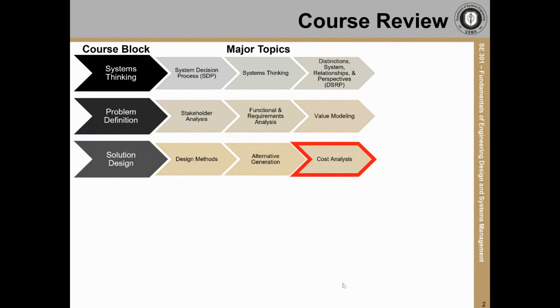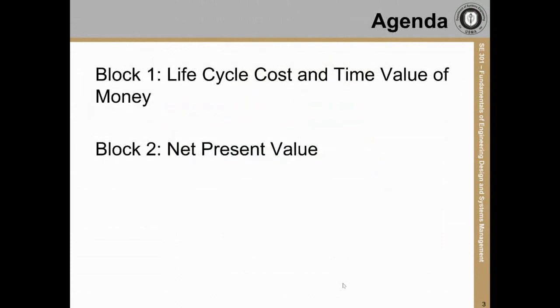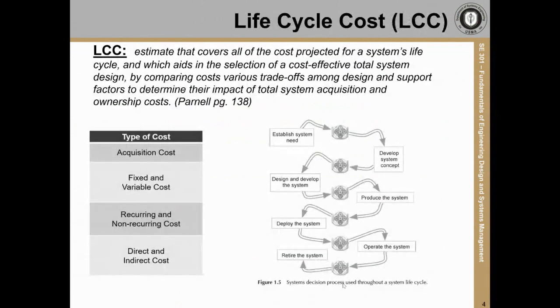In the next block, when we actually look at decision making, we'll look at the trade-off between cost and value, where you might have a solution that gives you a very high value, but it's also very expensive. And so you might scale back and go for a cheaper alternative that gives you a slightly lower value. But we'll talk about all that in decision making. Today's lesson is going to be broken into two blocks. The first is going to be about life cycle costs and time value of money. Second block is going to be about net present value.